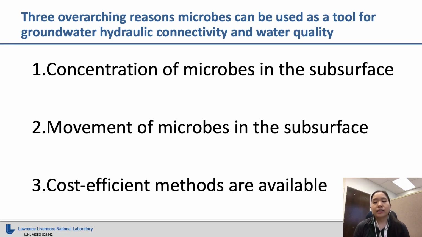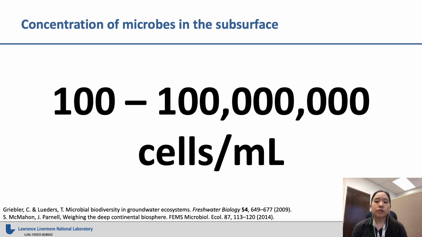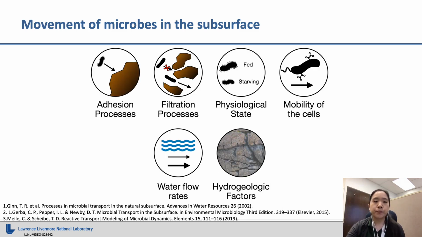To begin with, I want to discuss 3 reasons why microbes can be used as a tool. So those are concentration of microbes, the movement of microbes, and now we have cost-efficient methods available to do this work. So first off, microbes are present in significant concentrations in the subsurface, estimated at between 100 to 100 million cells per mil. The global average is 100,000 cells per mil. So these concentrations alone suggest that microbes can provide valuable information on the inner workings of subsurface hydrobiogeochemistry.